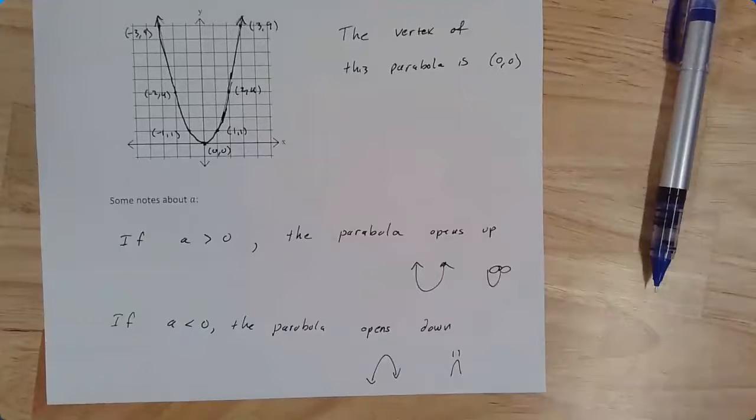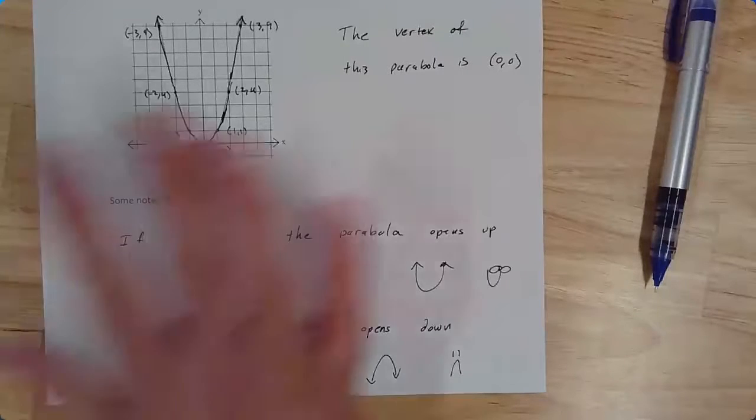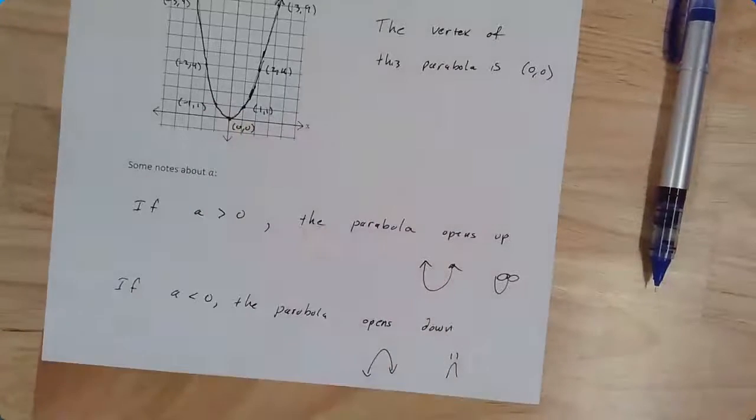And what if A equals 0? Well, it's not allowed, right? A can't be 0. It's not a parabola if A equals 0 because you don't have the squaring thing, which is making it. This is the whole parabola part of it.